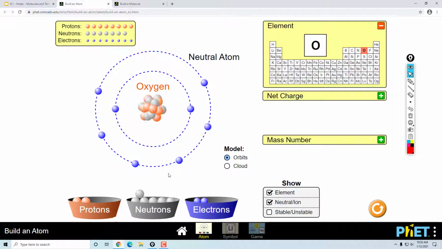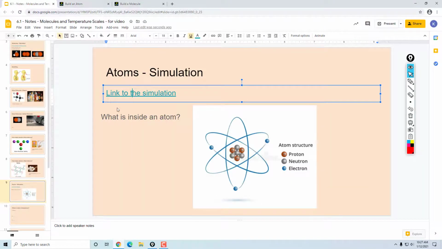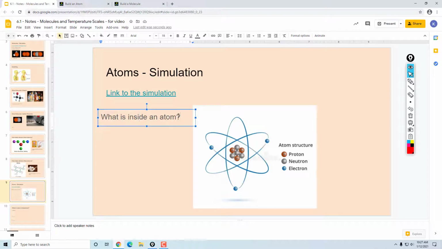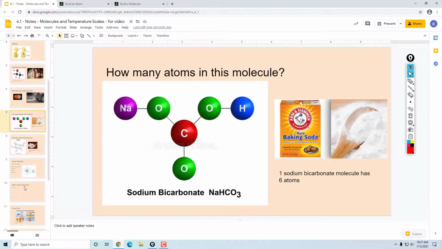So this is a single oxygen atom. Note that this is not a molecule. This is what's inside a single atom. So what is inside an atom? We have protons, which have positive charge, neutrons, no charge, and electrons, negative charge. We will talk more about this when we learn about electricity. But in this unit, we'll focus a lot on molecules.